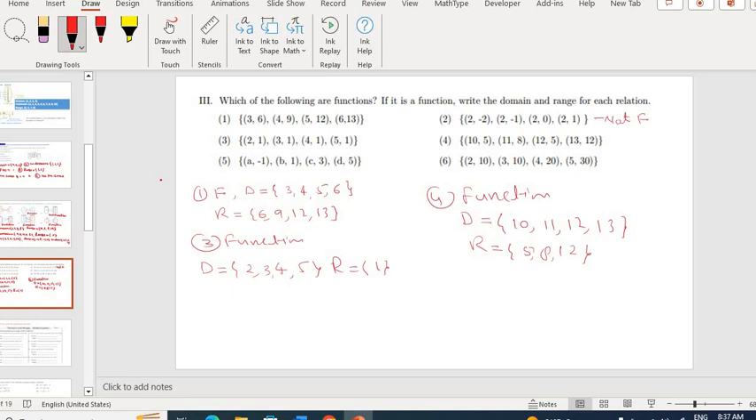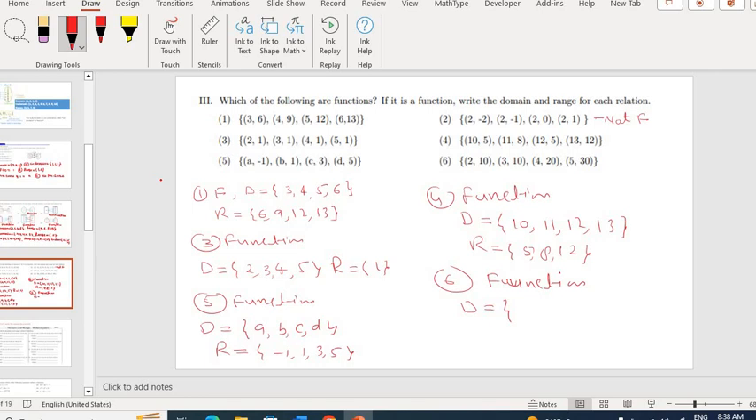Question number 5: A, B, C, D. That means question number 5 is also a function. If it is a function, then the domain is A, B, C, D, and the range is minus 1, 1, 3, 5. Question number 6: 2, 3, 4, 5. So that means it is a function. The domain is 2, 3, 4, 5. Range is 10, 20, 30. This is the answer of question number 3.